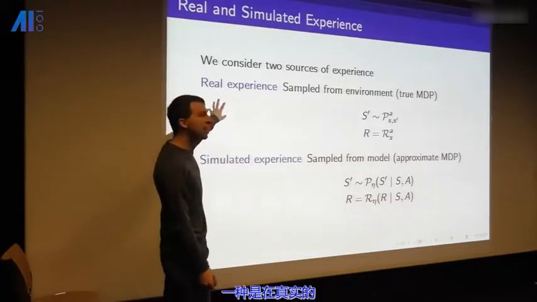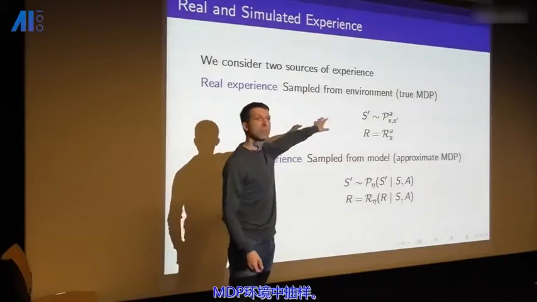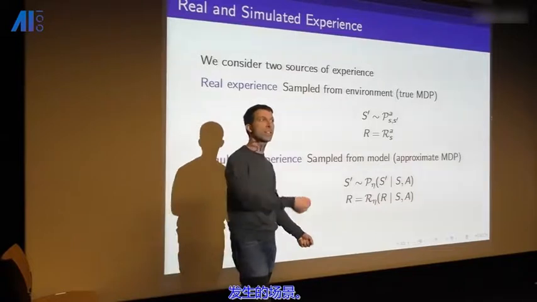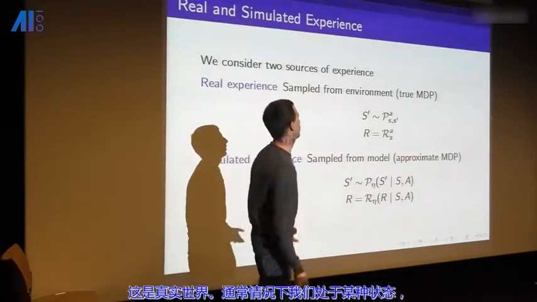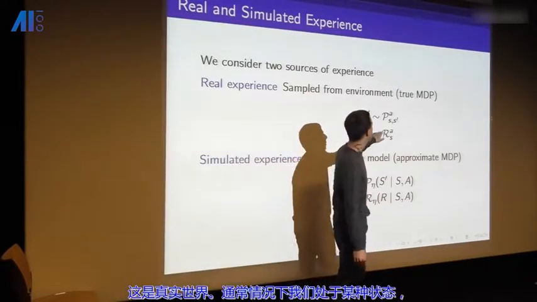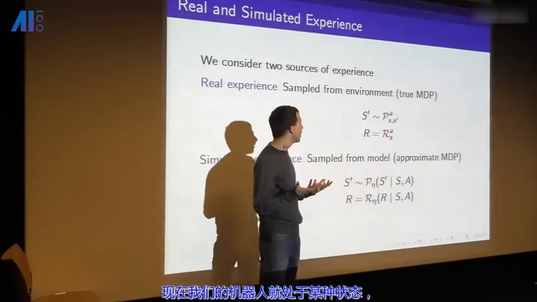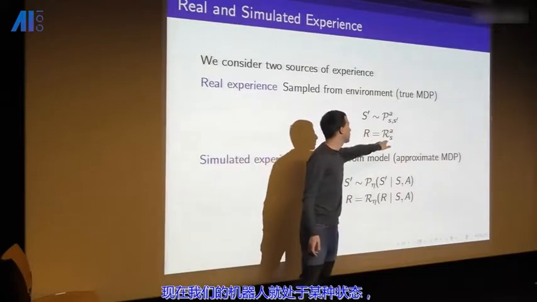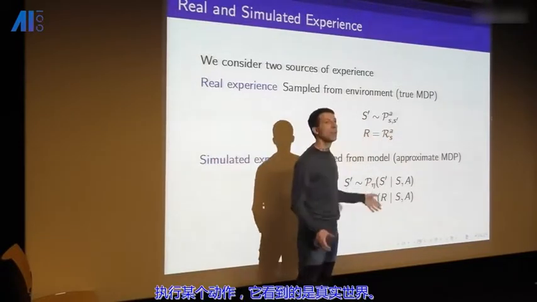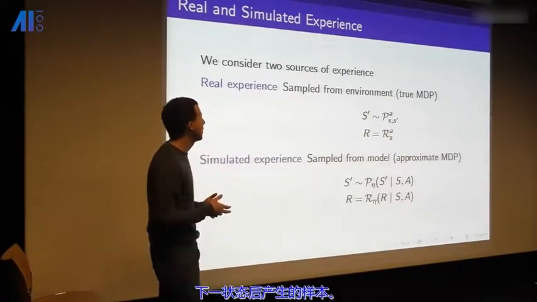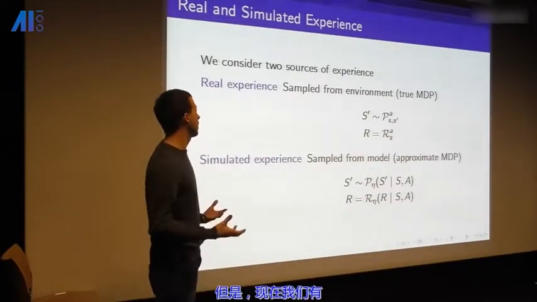We've seen real experience that's sampled from the environment, sampled from the true MDP. So this is what happens when our robot's really interacting with the world. This is the real world. The real world is that you're in some state, you take some action, you see some next state. And now you're in some state, take some action, you see some real reward. These are our samples that we're generating, our state, action, reward, next state. Real interactions with the environment.